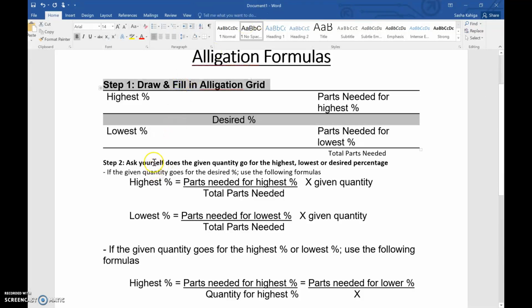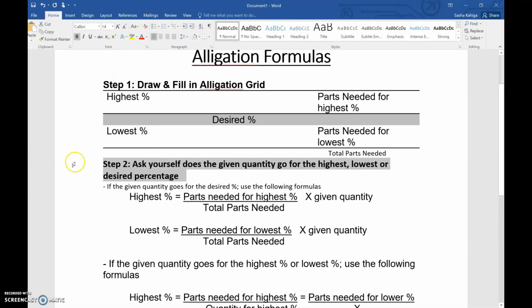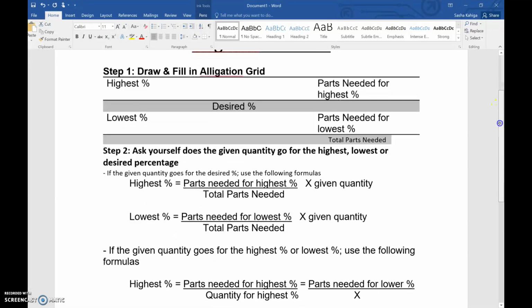What I'm basically telling you guys is that the very first step that you take with alligation problems is that you first draw and fill in your alligation grid. Remember, your highest percentage goes in the top left-hand corner, your lowest percentage goes in the lower left-hand corner, and your desired percentage goes in the middle. You have to subtract diagonally on both sides to get the parts needed for your highest and your lowest.